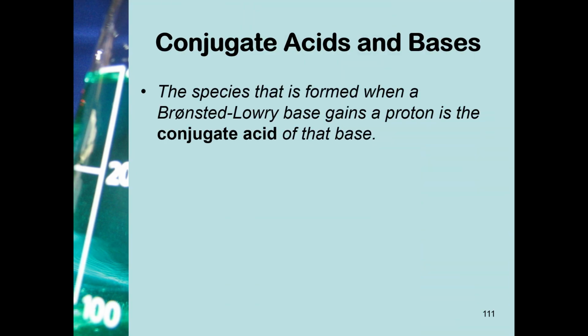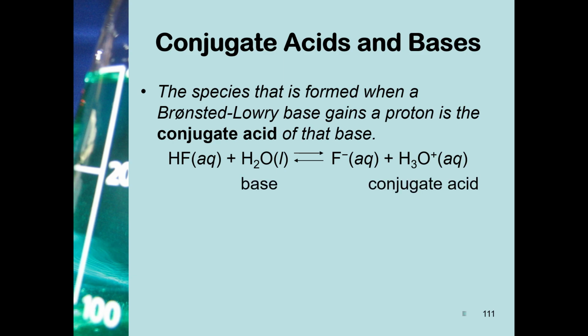The species that is formed when a Bronsted-Lowry base gains a proton is the conjugate acid of that base. So water was the base, we said. It gained a proton from the hydrofluoric acid molecule and forms the hydronium ion that we see way over on the right. So water is acting like a base, and it forms a conjugate acid.